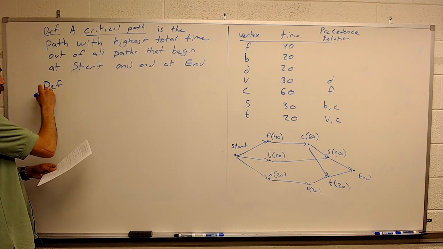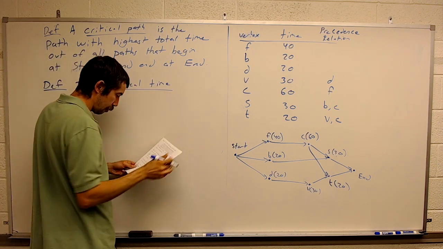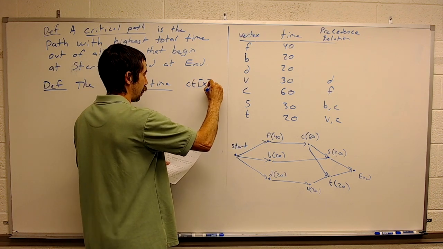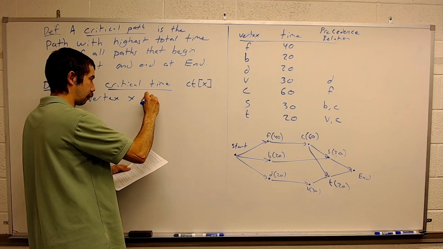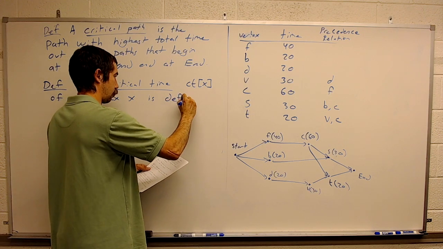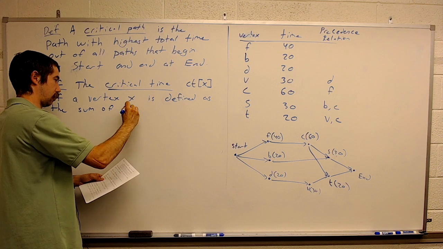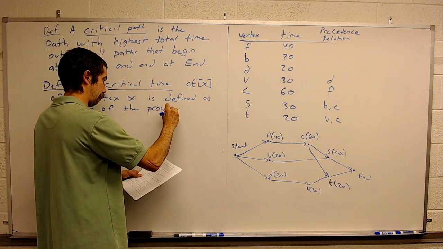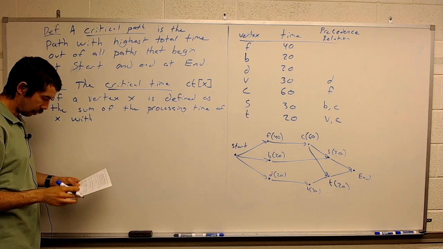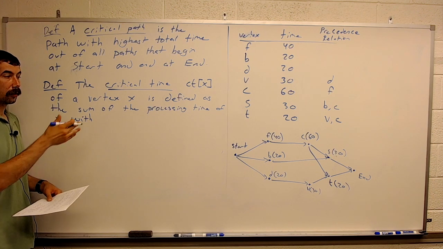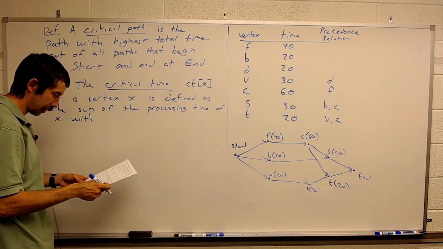The critical times, which we're going to write as the critical time of a vertex x, it's defined as the sum of the processing time of x with the maximum of the critical times for all vertices where x points to that vertex. Let me write it down. We'll see an example.